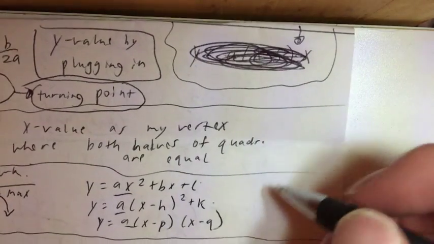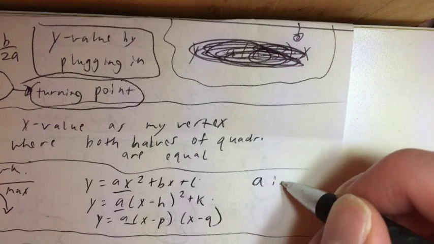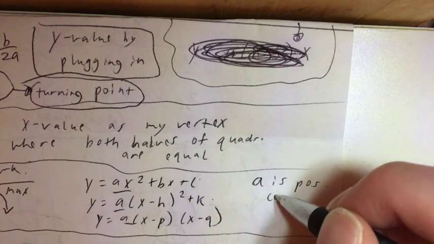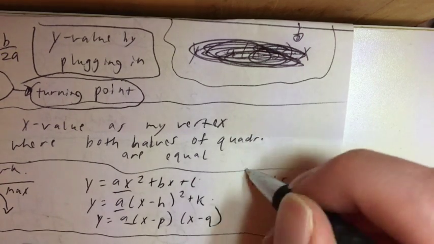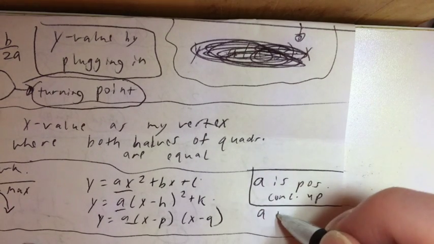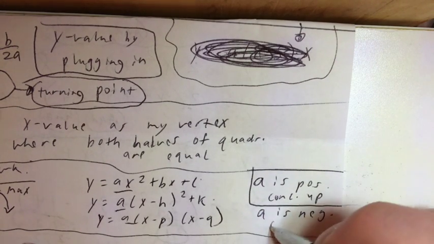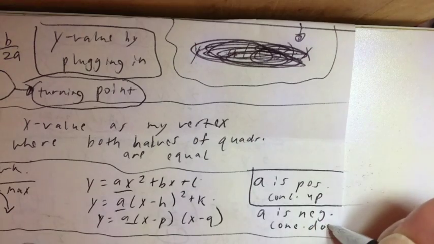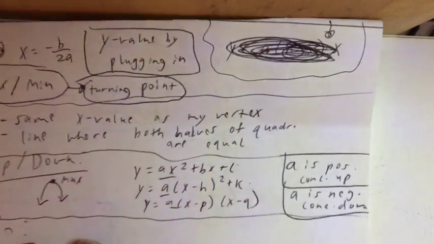Well, if your A is positive, and I said this before, but I'll make sure I say it, A is positive, concave up, right? If your A is negative, concave down. Easy enough, right? That determines your concavity right there. All right, let's keep on going. I'm just going through basic definitions. Pause if you need to, by all means.